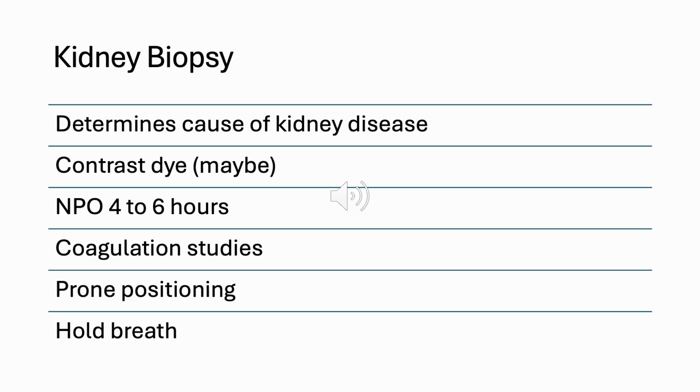You position the patient prone. You can put like a pillow under their shoulders or their abdomen for comfort. When the provider is inserting the needle, you have the patient hold their breath, and this is to prevent a pneumothorax, okay? You don't want the patient to breathe while the provider's piercing the kidney.